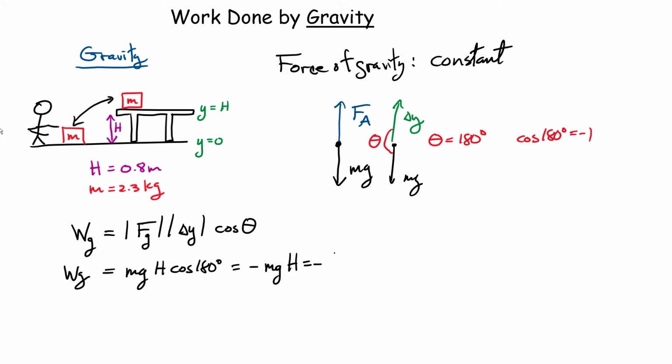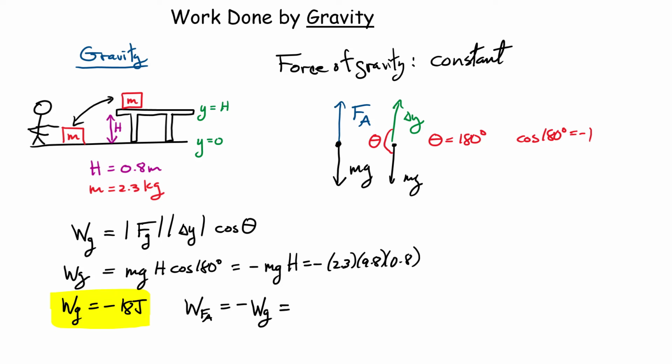We could substitute our values here. This is 2.3, 9.8, and the height was 0.8 meters. So that means that the work done by gravity is going to be minus, put that in the calculator, you get 18 joules of work done by the force of gravity. Well, how much energy did it take me to lift this mass? For that, I'm looking for how much work was done by the applied force. My applied force, the work done is simply minus the work done by gravity. So in this case, it takes me 18 joules of energy in order to lift this mass and place it on the table.